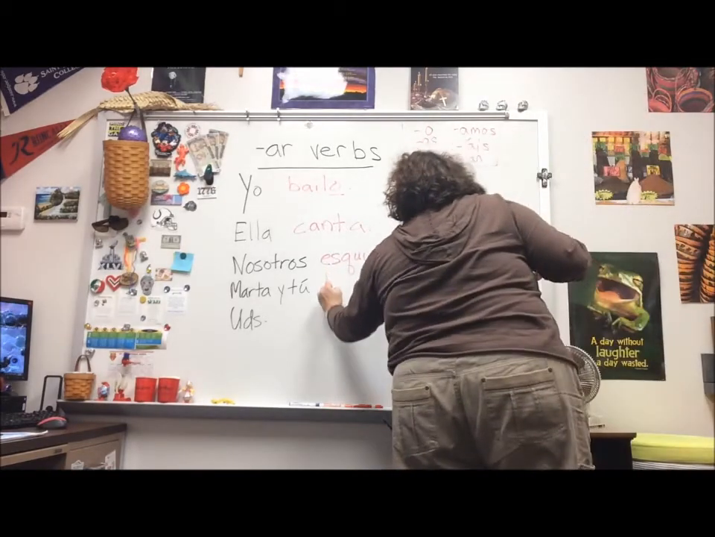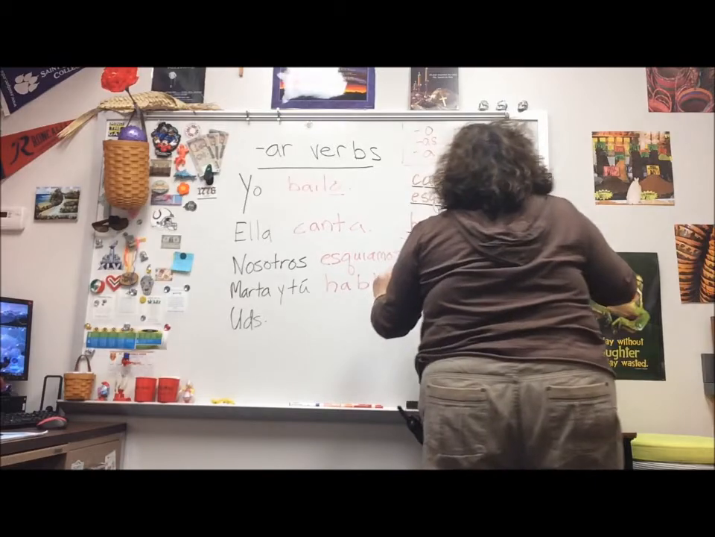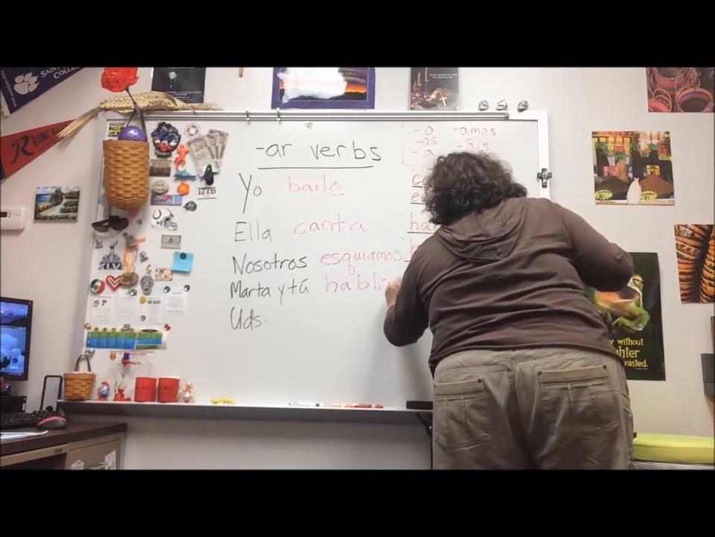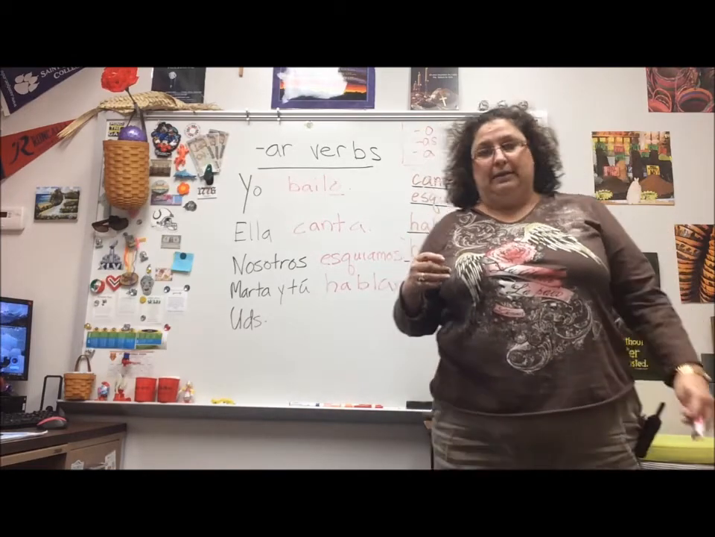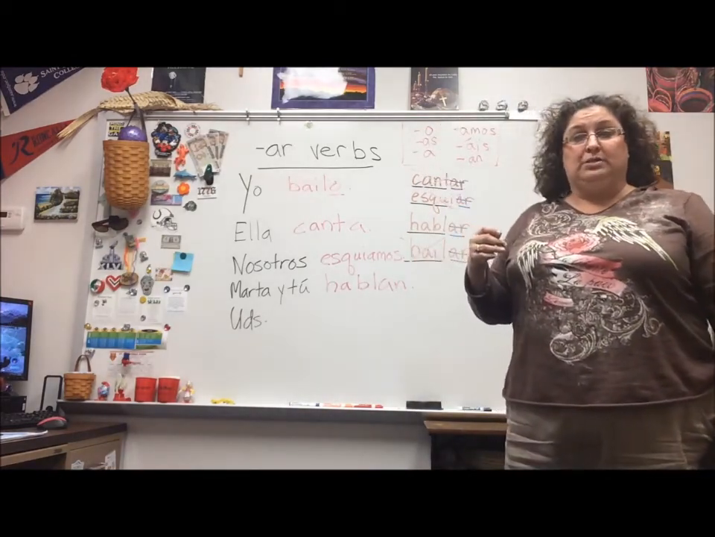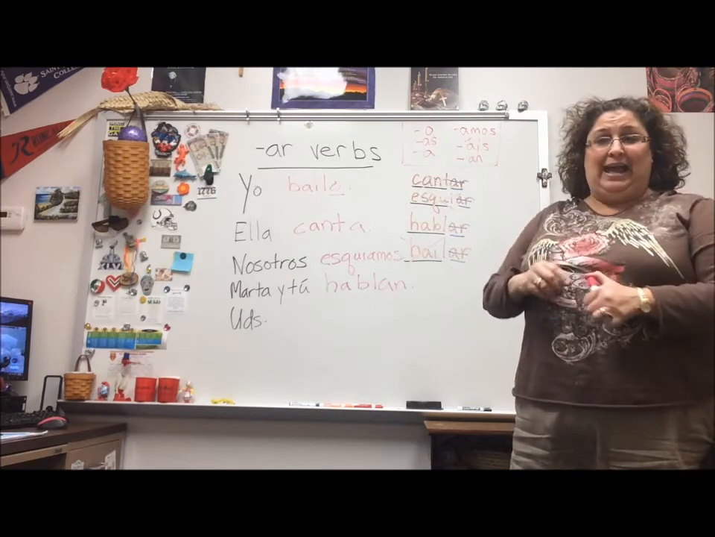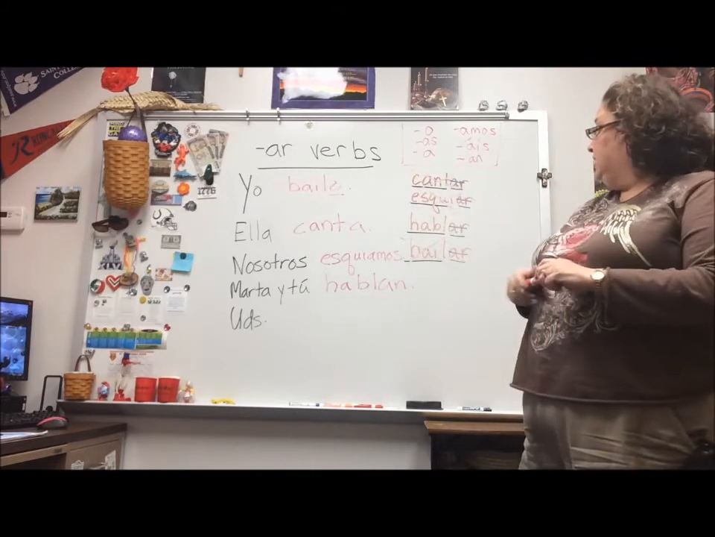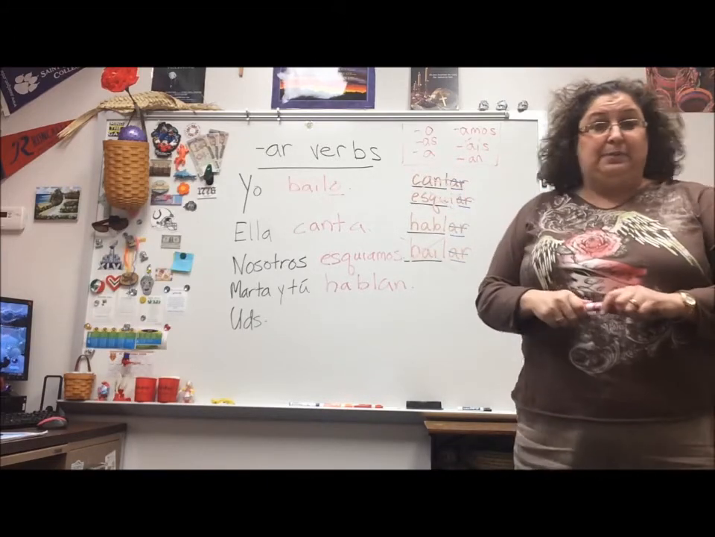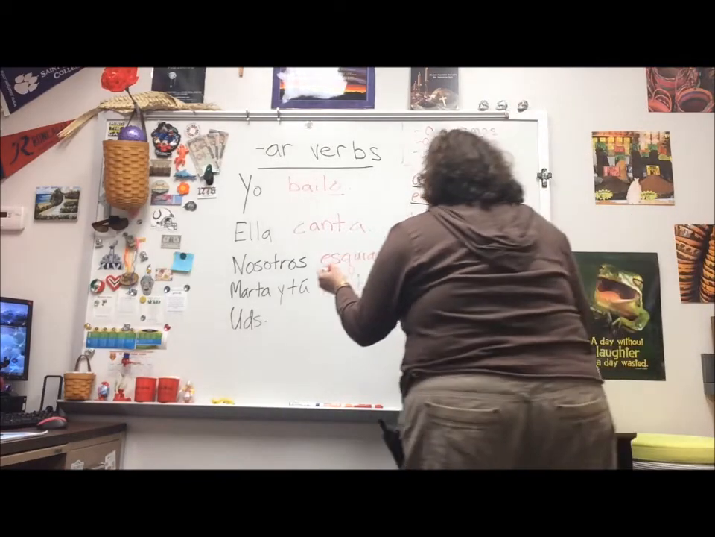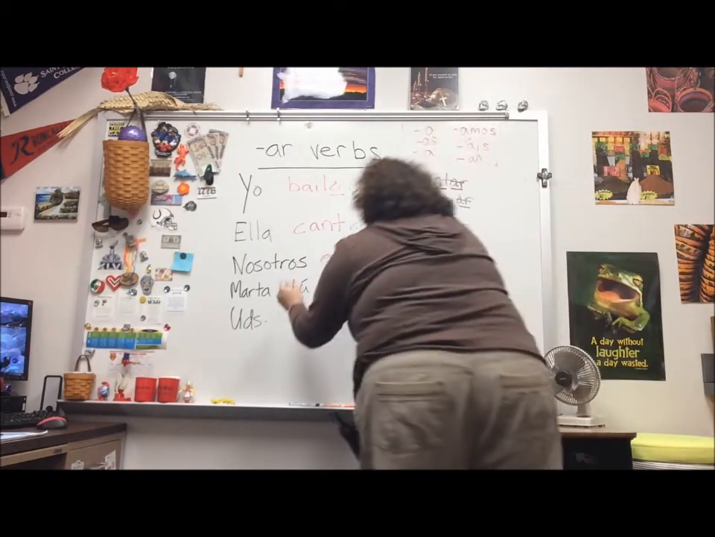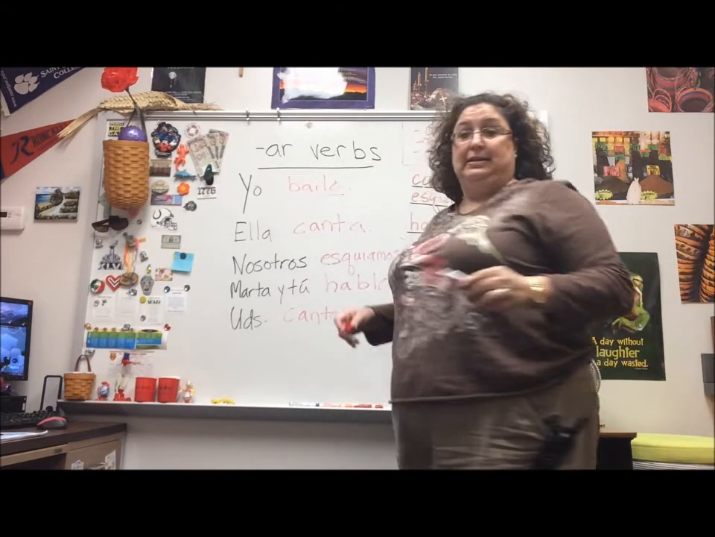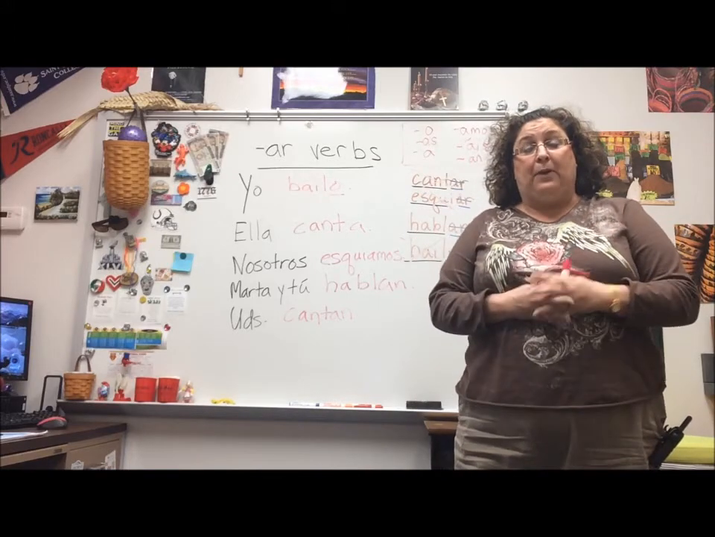So we've got our stem. And what ending do we use? A-N, that's right. Hablan. Okay? Marta y tú hablan. Marta and you speak. Now, our last one is easy. You can choose any of these that you want. I'm going to choose cantar because I like to sing. And I'm going to say, what? Ustedes cantan. Very good. That's our practice.